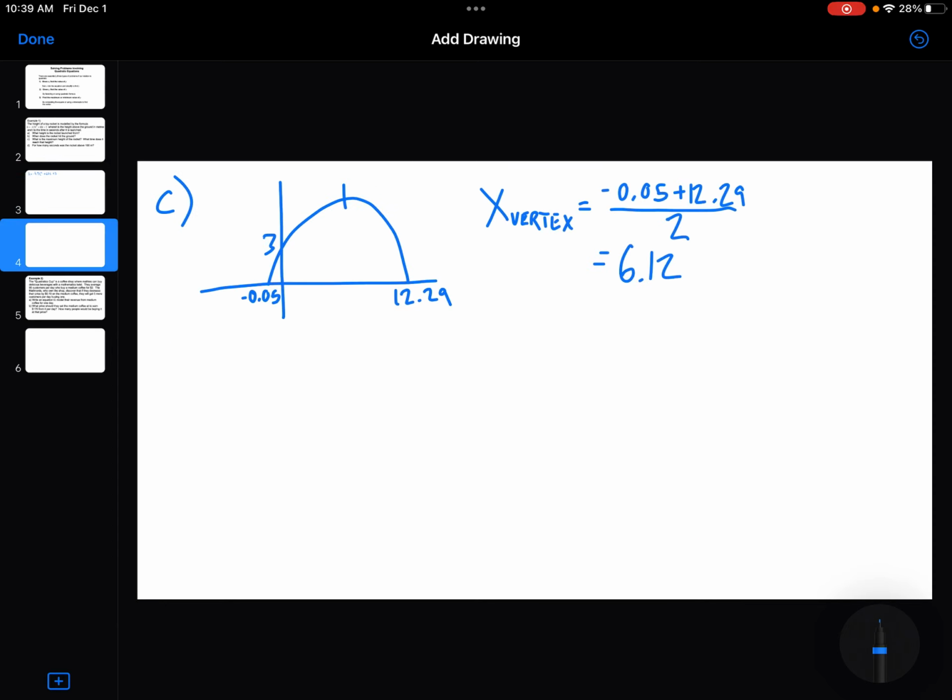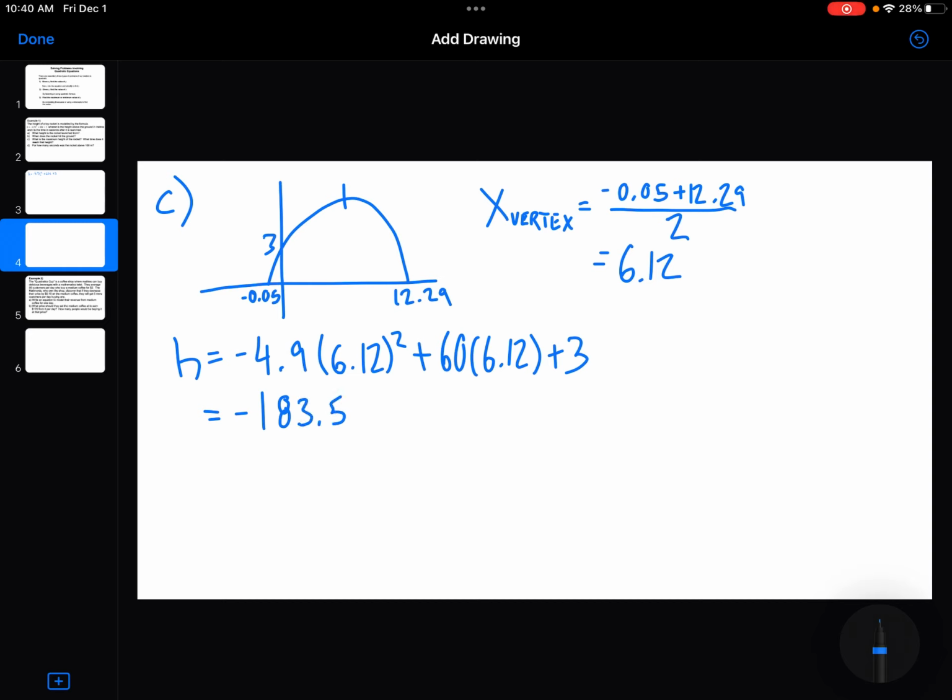After we get 6.12, we're going to take this equation, h equals negative 4.9, and sub in 6.12 squared plus 60 times 6.12 plus 3, and then add all of that together. Make sure when you're multiplying, you keep the negative on your 4.9. I'm rounding here, but we've already rounded in this question, so it's not super important. But you want to make sure that you've got all of your numbers correct, so that you actually get the right answer.